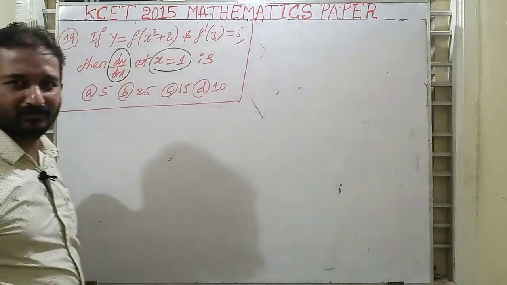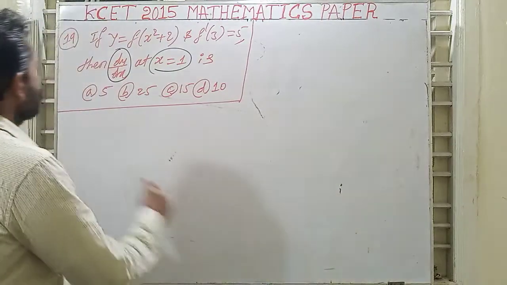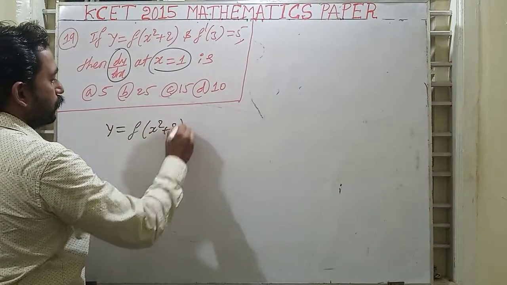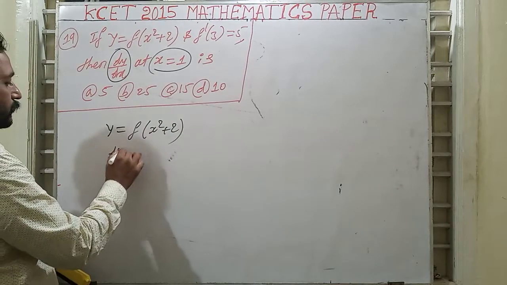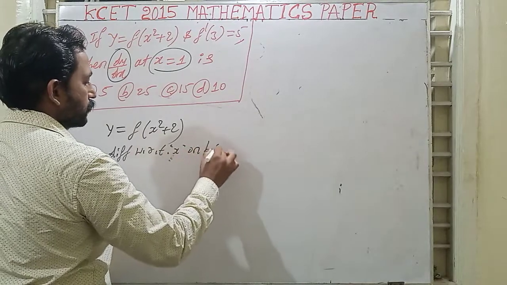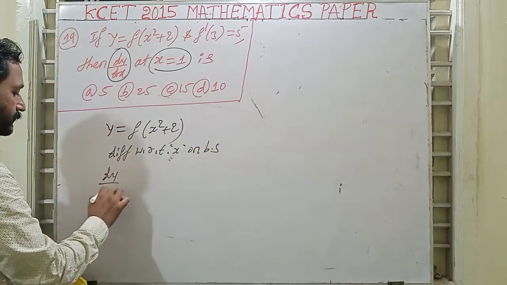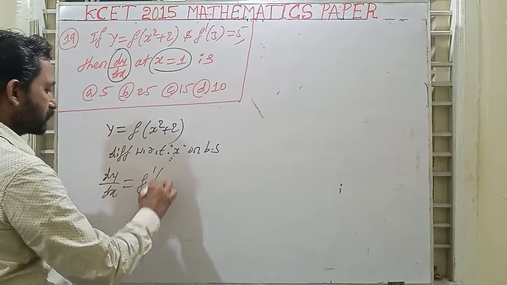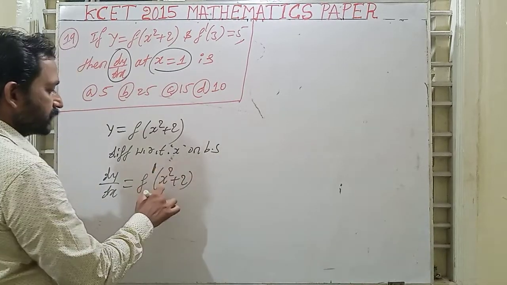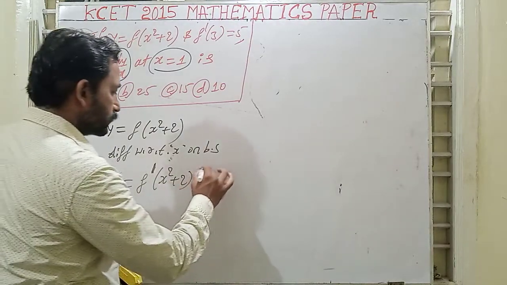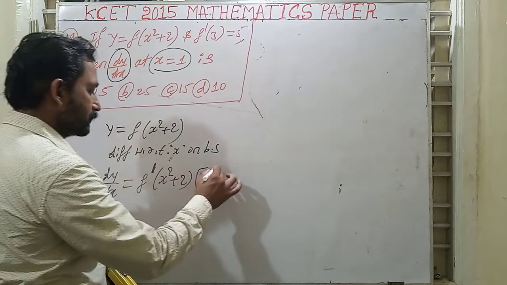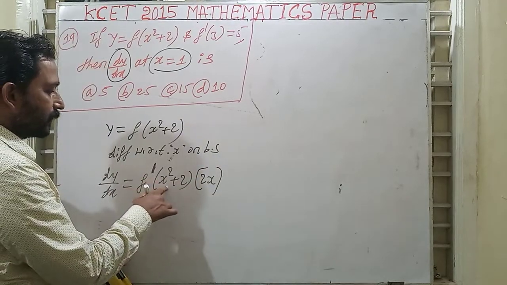Very easy problem. So now take y is equal to f of x square plus 2. Now differentiate with respect to x on both sides. So on the left hand side we get dy by dx, which is equal to f dash of x square, using chain rule. Once again find the differentiation of x square plus 2, which is 2x, since x square gives 2x and 2 becomes 0. So dy by dx is f dash of x square plus 2 into 2x.